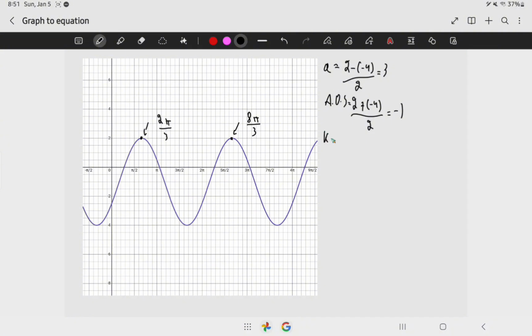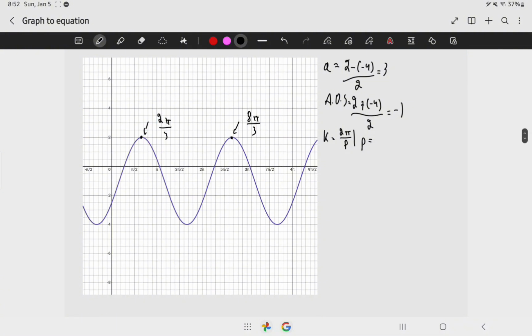K value, so you have your k is equal to 2 pi over p, the period. I highlighted the two highest points, so that you're able to find the cycle, just because it's kind of hard to see on the graph. So 8 pi over 3 minus 2 pi over 3, that's going to be 5 pi over 3.